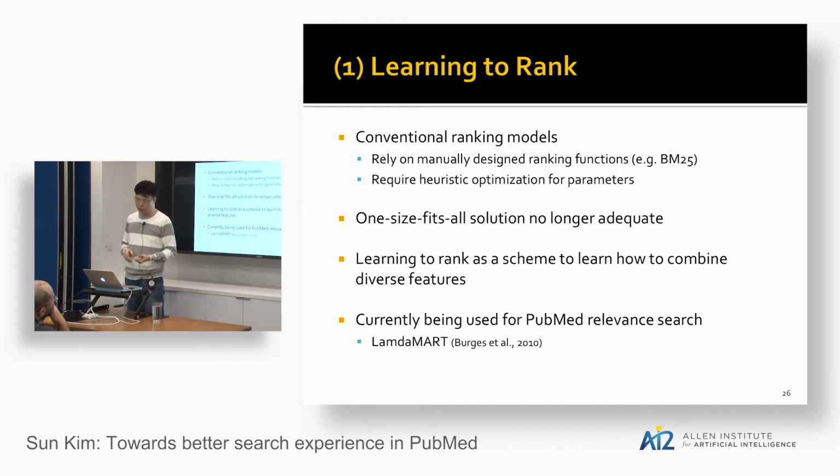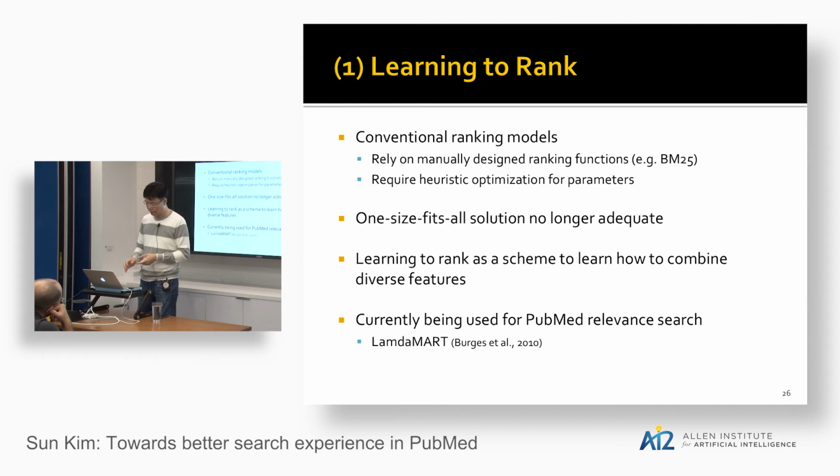In conventional ranking models, we have to use a manually designed ranking function such as BM25, and also we have to tune parameters in BM25 to have a better performance. And also in recent days, using just one ranking function is not enough to follow users' needs. So learn to rank is a good alternative to learn how to combine diverse features from different signals.